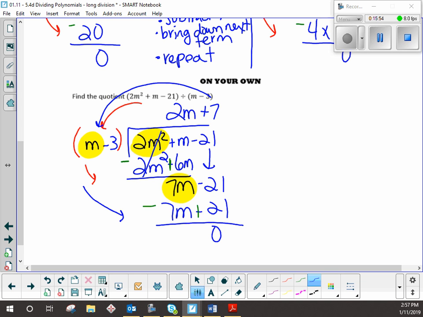And what's my final answer? 2m plus 7. Okay. So these two problems were for no remainder. So we're going to do another problem. It's going to have a remainder that's only slightly different. Okay, the repetition is good. Does anybody need this up anymore?